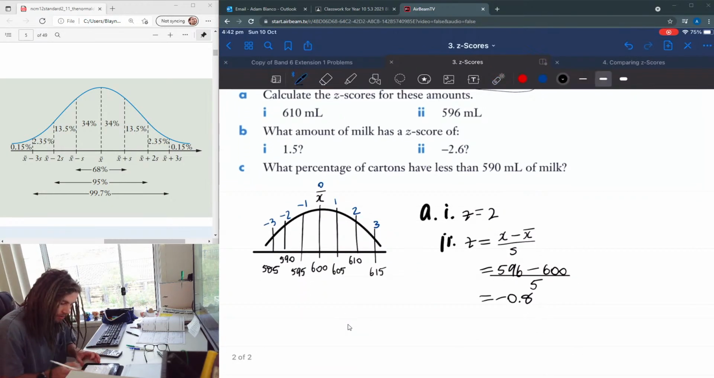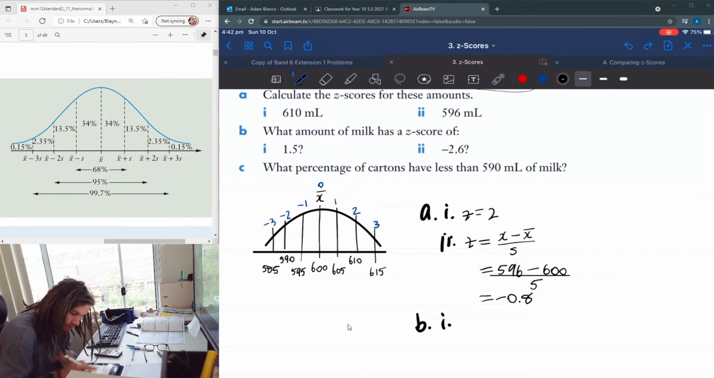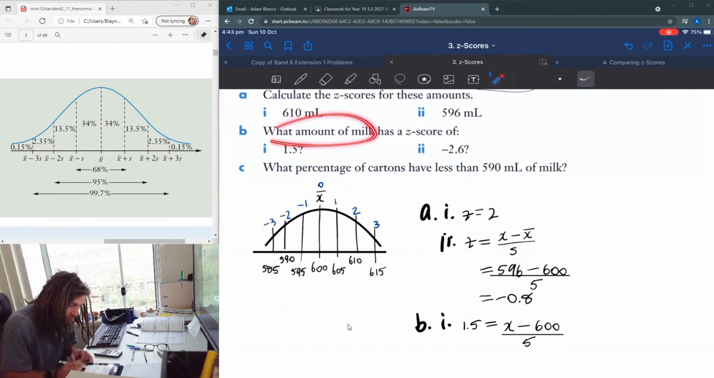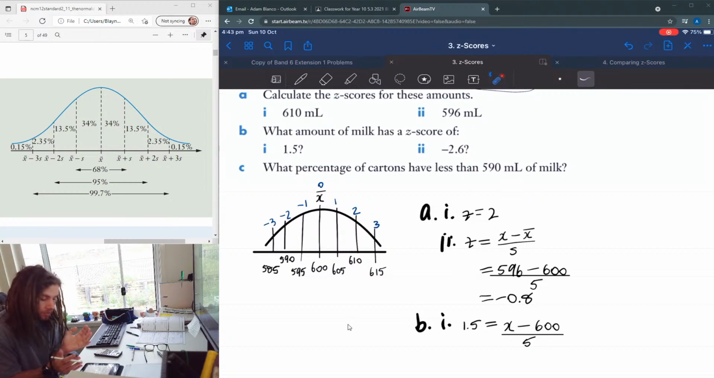All right, let's have a go at the second one. This is kind of backwards. What amount of milk has a Z score of that? So I'll start with my Z score. It's 1.5. I know that it's my score minus the mean, 600, over the standard deviation, which is 5. And what I want is what amount of milk, which is the score. So this X value is the score that I'm trying to find.